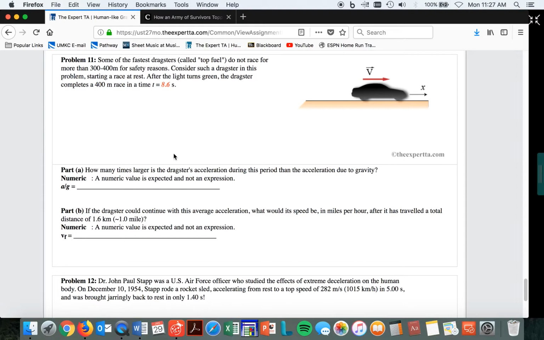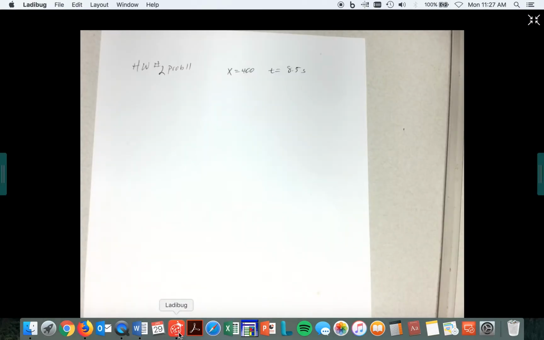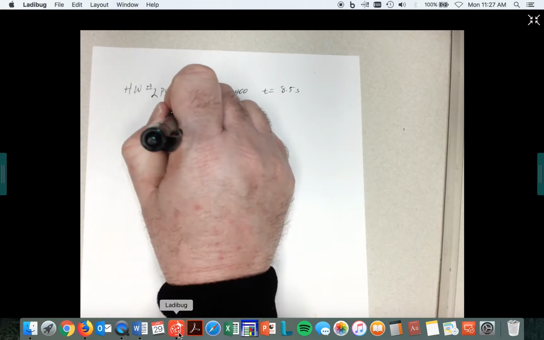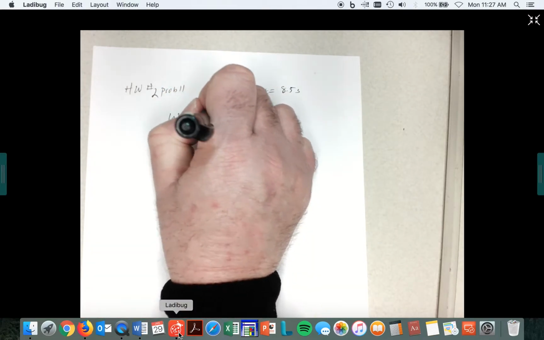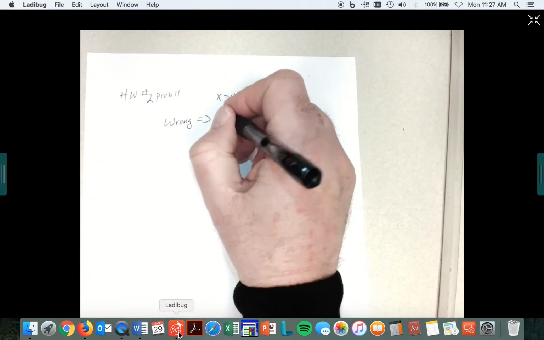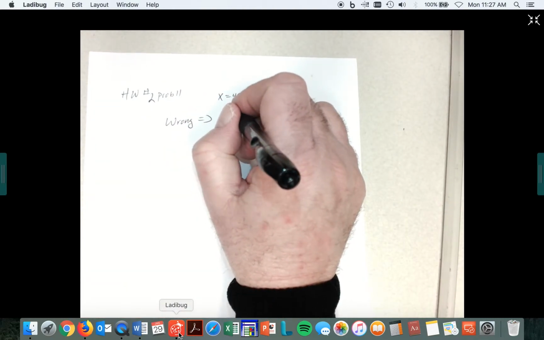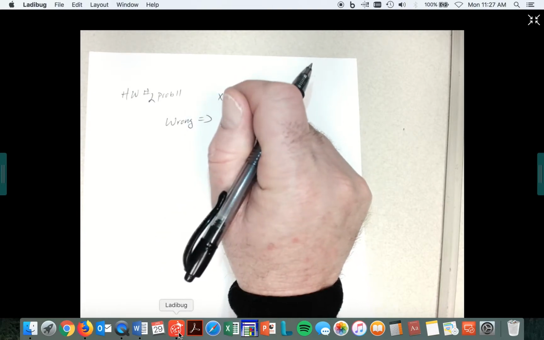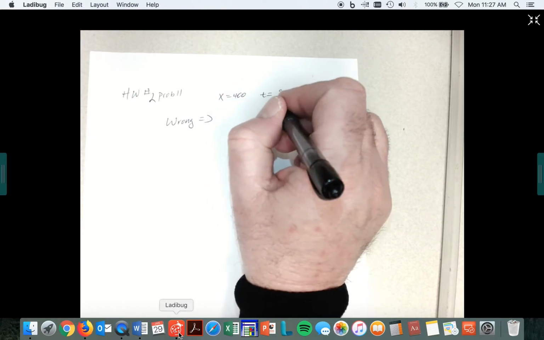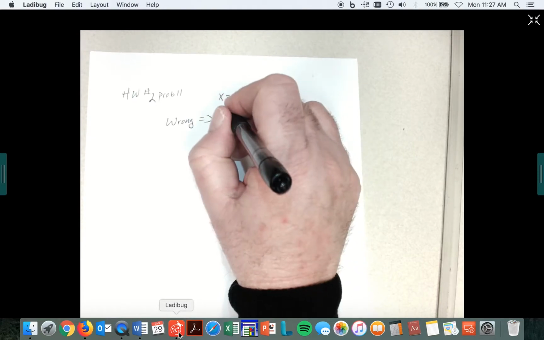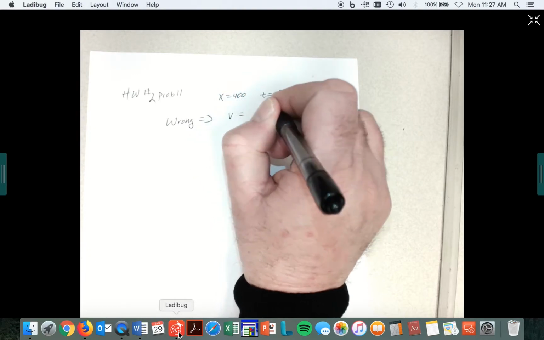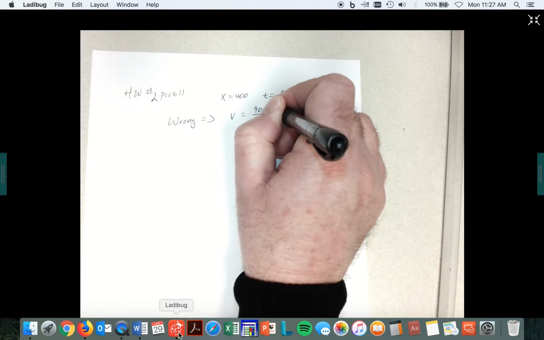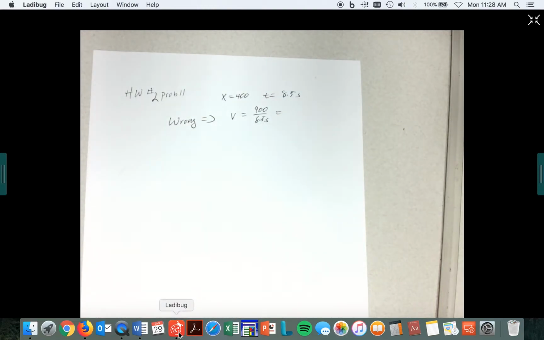First of all, a lot of this is wrong. It's wrong to say, well, what was I supposed to find? Its acceleration. So if I know it went 400 meters in 8.5 seconds, therefore its velocity is 400 divided by 8.5 seconds. Therefore its speed is that.